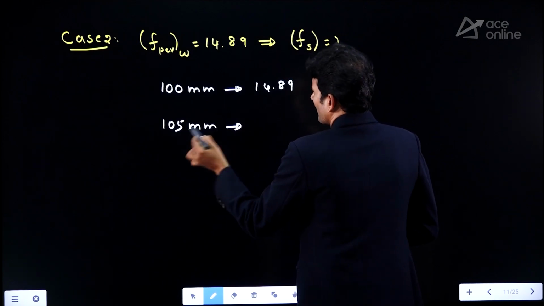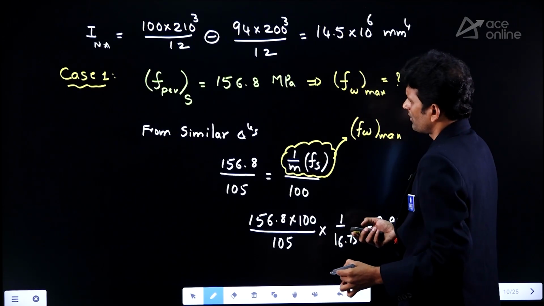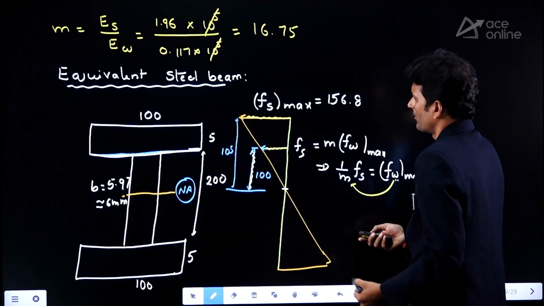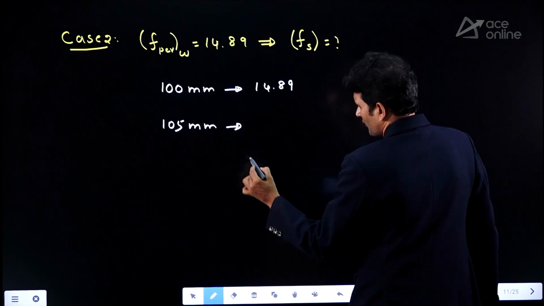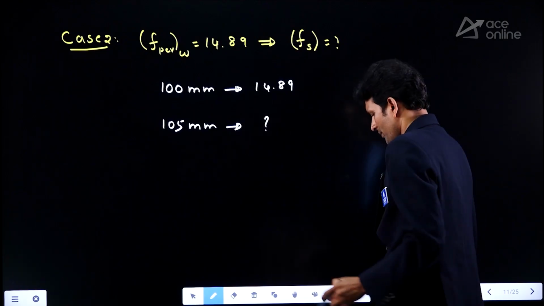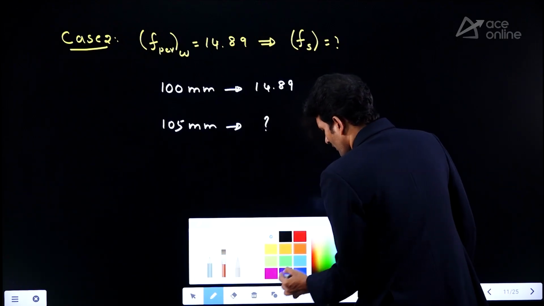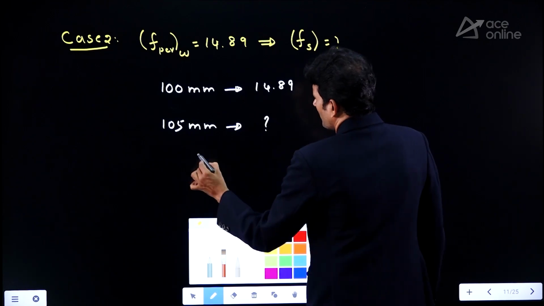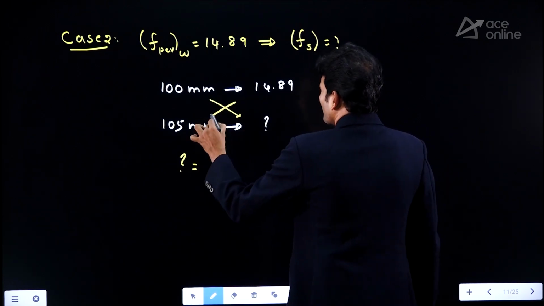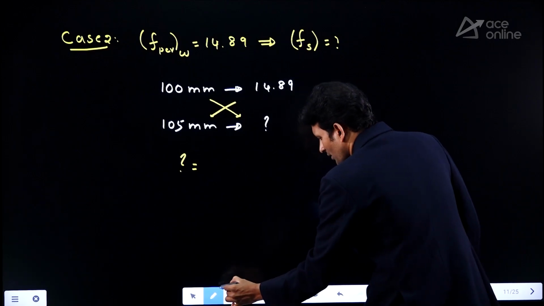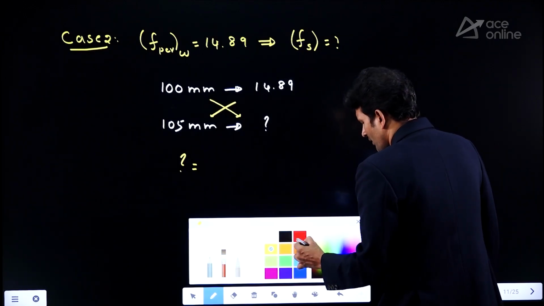So, extreme layer for the steel part we are observing at 105 mm, right? Now, how much stress are we observing? Let us take this one. That's good. Now, you can take this one. This should be equal to this. It should be equal to how I am taking this one. That stress I am converting into the steel part. Is it right or not?